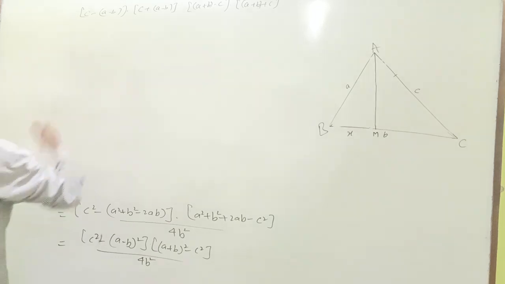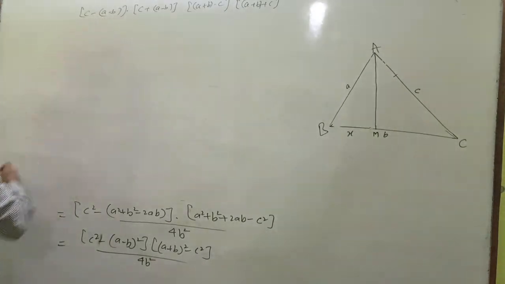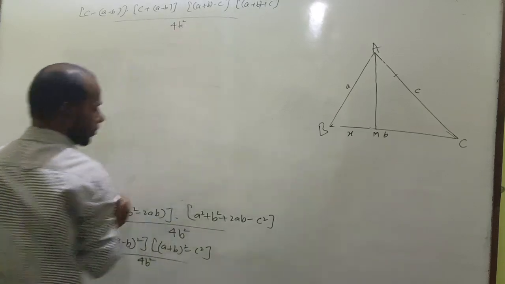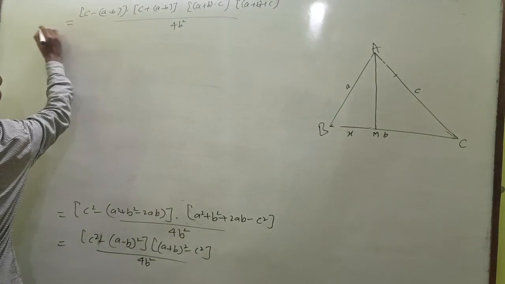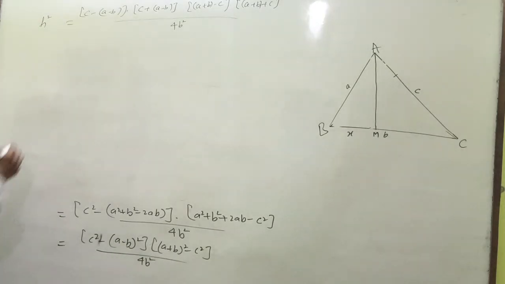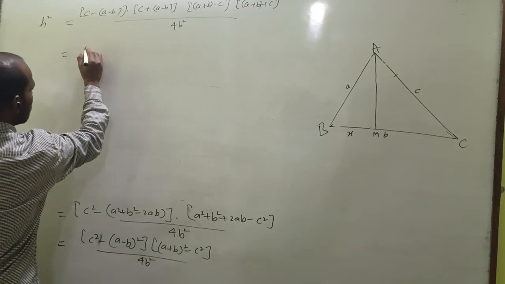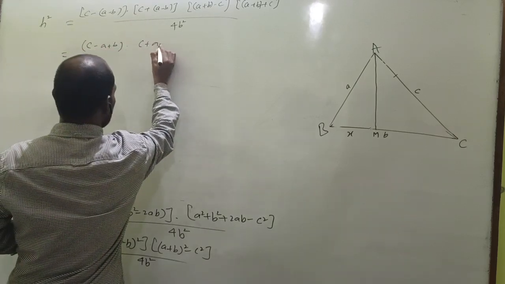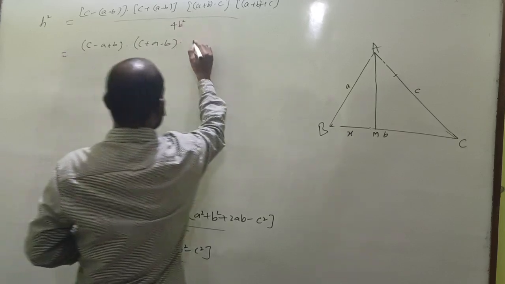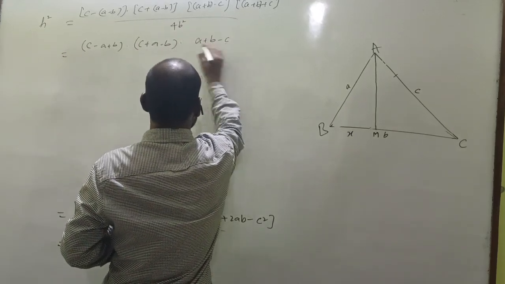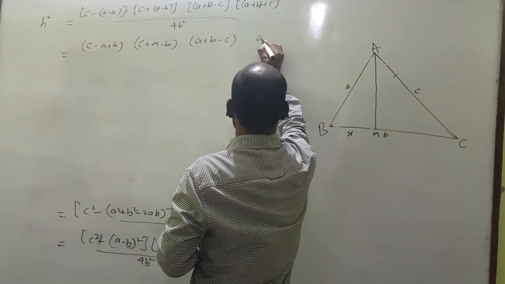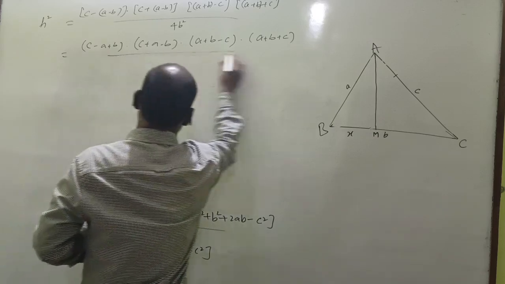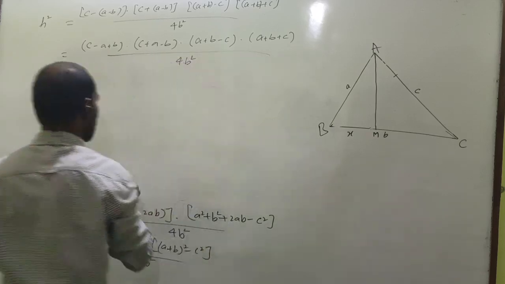So now open this bracket, and before taking the denominator of 4b square. This is the value of h square. Now open this bracket. So this will become c minus a plus b, and this one is c plus a minus b, and this will become a plus b minus c, and this is a plus b plus c. And the denominator is 4b square.